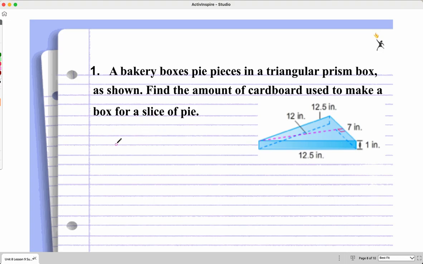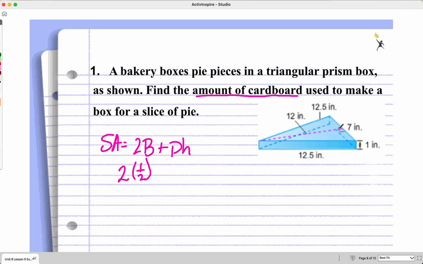So let's build our formula. Surface area, because it wants the amount of cardboard. So we've been talking about that. That's just the outsides. Now how much we're not filling the box with cardboard equals 2B plus pH. So let's build our formula. So again, it's a triangular prism, so the bases are 1/2 base times height, so little b.